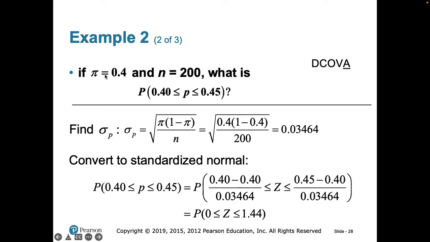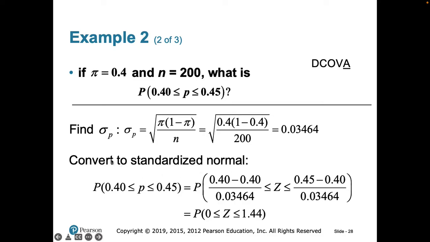So if pi equals 0.4 and the sample size is 200, here is our problem again. The first thing we need to do is find the standard deviation. So we replace all of those numbers with the values here: 0.4 times 1 minus 0.4, and then you divide that by 200. You get that it's going to equal 0.03464.